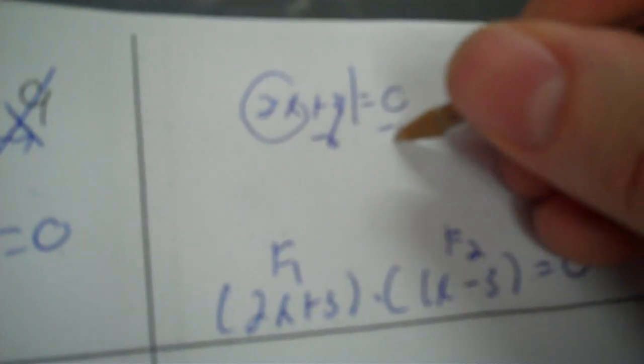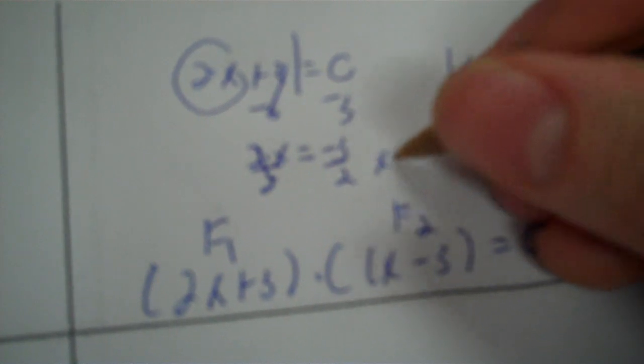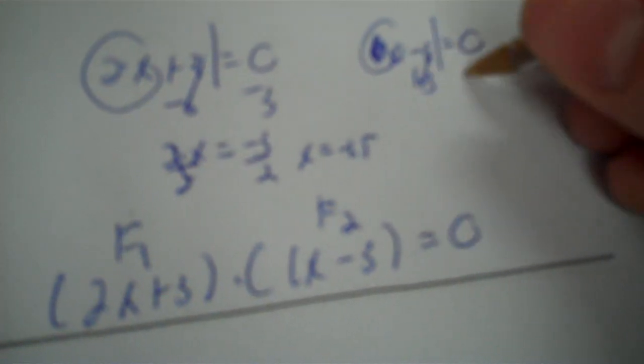And then F1, F2: set each factor equal to 0. So you subtract 3, and that's negative 3. Then we divide by 2. Negative 3 divided by 2 is negative 1.5. So there's your first answer. Then over here you don't need the 1 multiplier. Add 3, and you get 3.